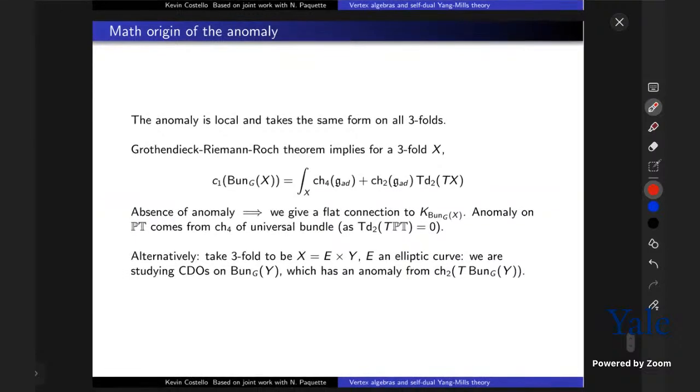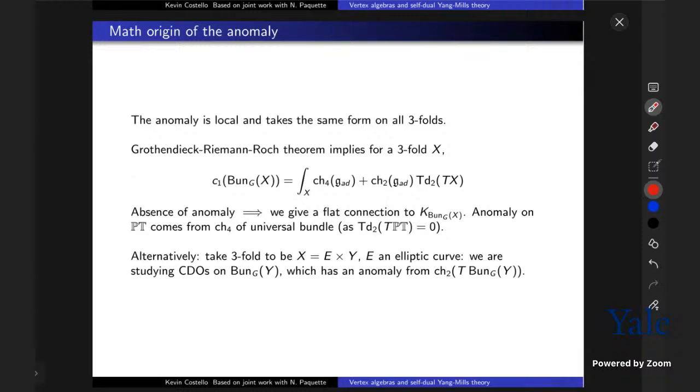So if I want to see why this anomaly occurs, it's a local thing, so it takes the same form at all free folds. So you can write anomalies in terms of the curvature of a determinant line bundle, which you can then compute by the Grothendieck-Riemann-Roch formula.